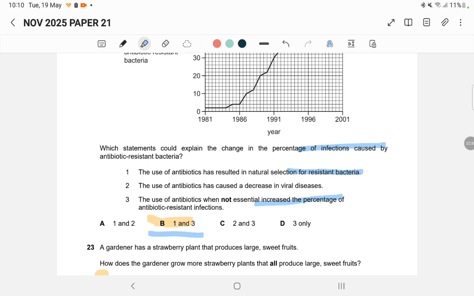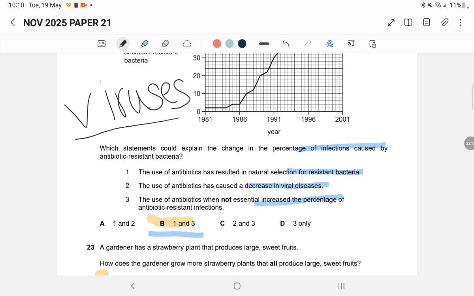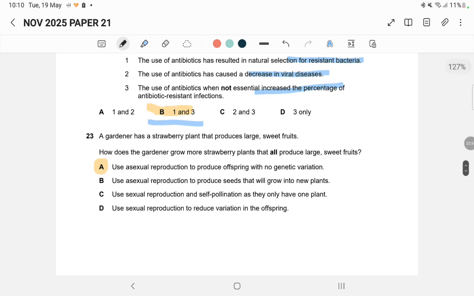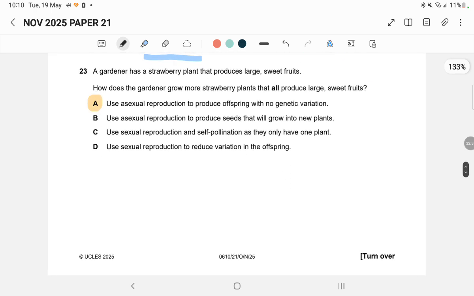Number 2 is incorrect, because it's telling you the use of antibiotics has caused a decrease in viral diseases, meaning diseases caused by viruses. When I'm talking about viruses, I'm talking here about vaccination programs. I'm not considering anything about the antibiotics, only the thing which is talking about the viruses. A viral disease will be resolved by a vaccination program. Antibiotics only kill bacteria, so this is a point we need to keep in mind.